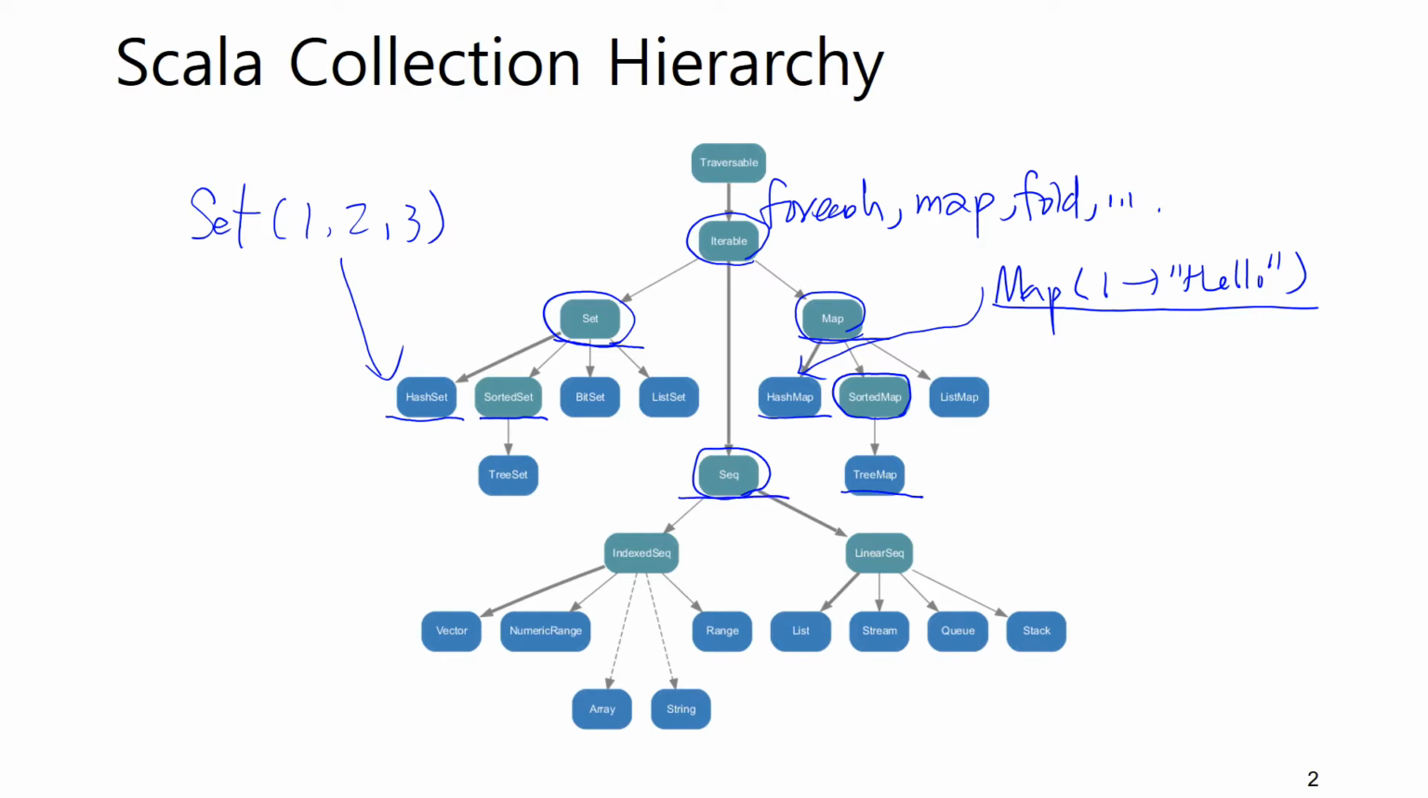For sequence, there are indexed sequence and linear sequence. And the difference between these two is, for indexed sequence, you can access individual elements using their indexes, practically in constant time. In the case of a linear sequence, you cannot use indexes to access the element in constant time.